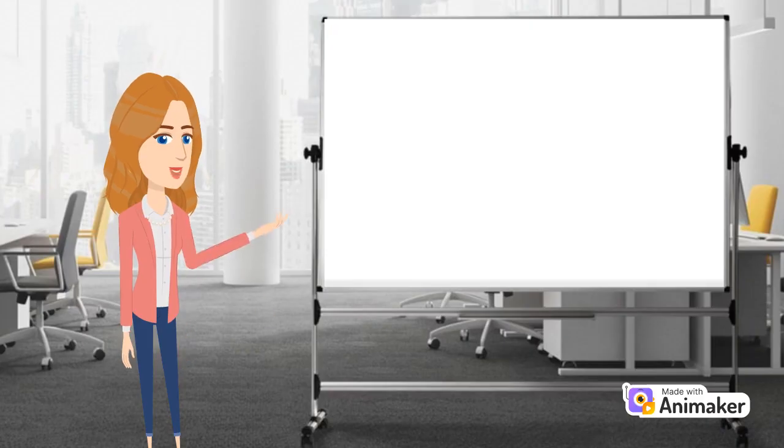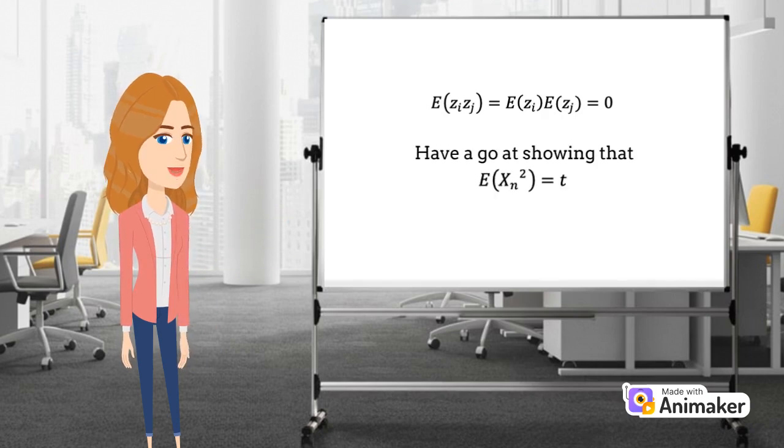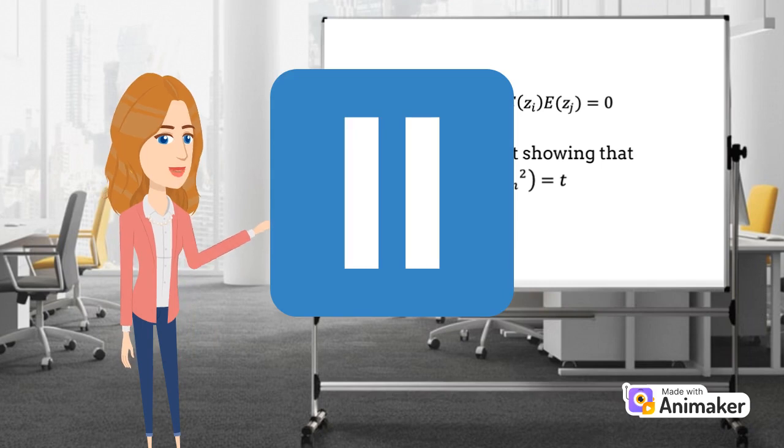Using the rule that the expectation value of two different variables is 0 as shown, it can be found that the expectation value of Xn squared is t. Pause the video now and have a go at proving this.